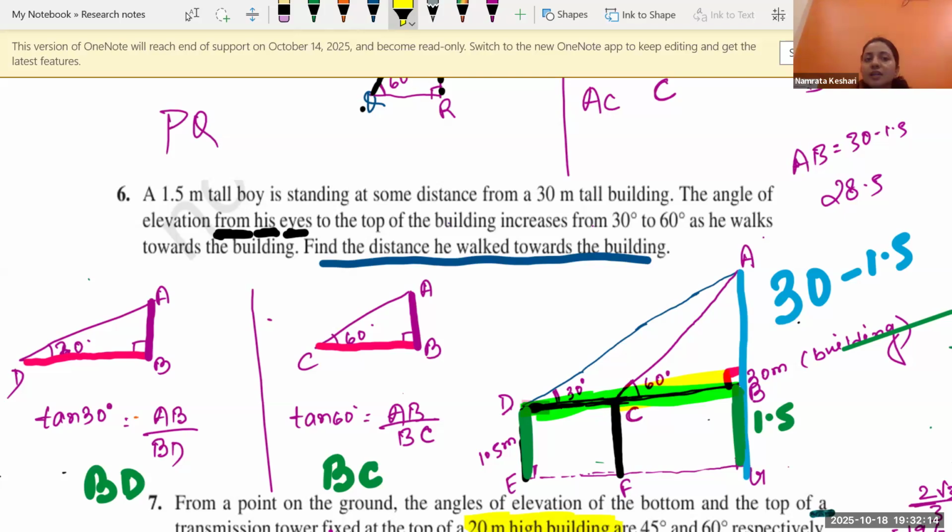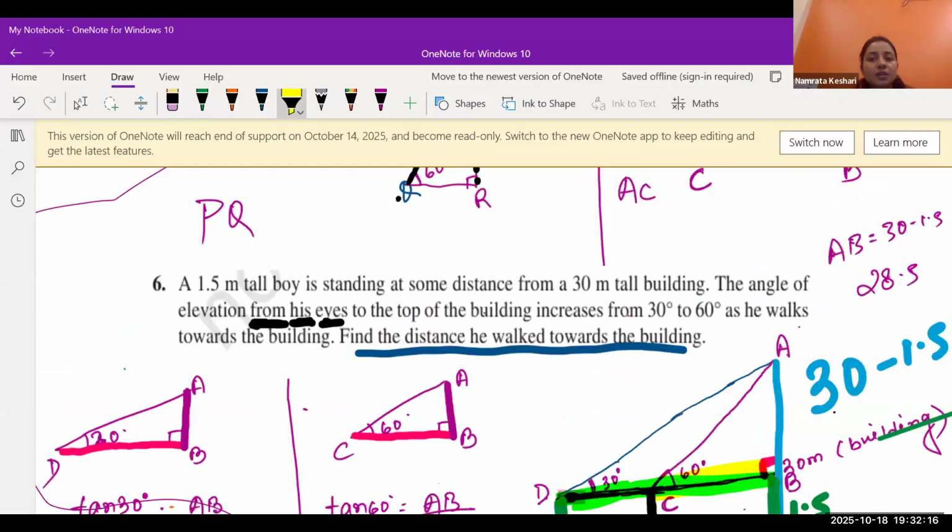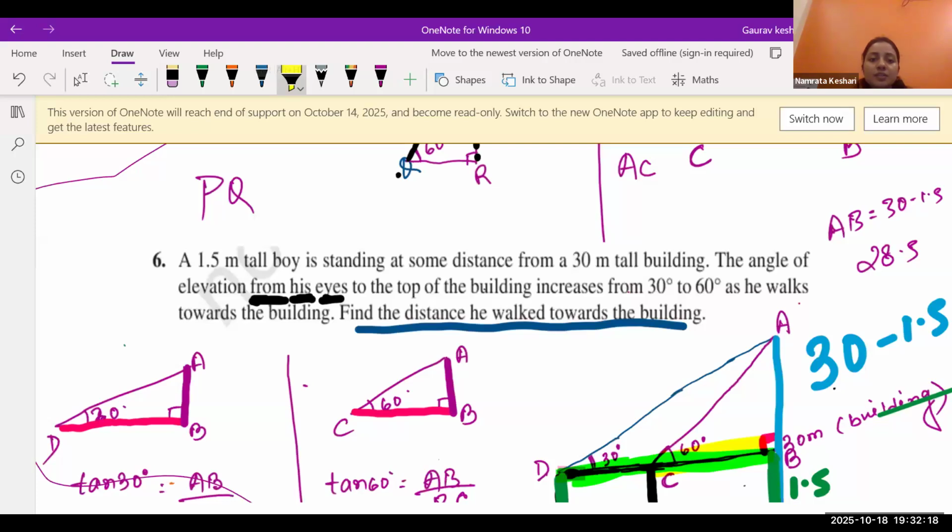I'll be starting the next class with this particular question. But for now, I'm keeping this much over here. Thank you, everyone. Take care of yourself. Yes, Rayan, you have found the height as well. Okay. Yes, Salva, please wait for a while. I'm starting.